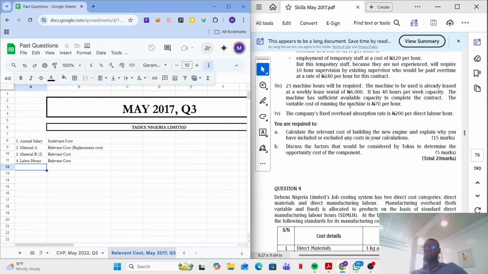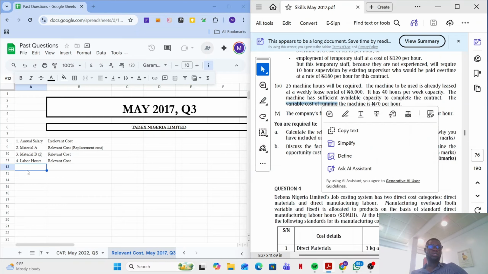25 machine hours will be required. It has 40 hours per week capacity. The machine is available and sufficient to complete the contract. There is a variable cost of running the machine. So that variable cost of running the machine is a relevant cost.